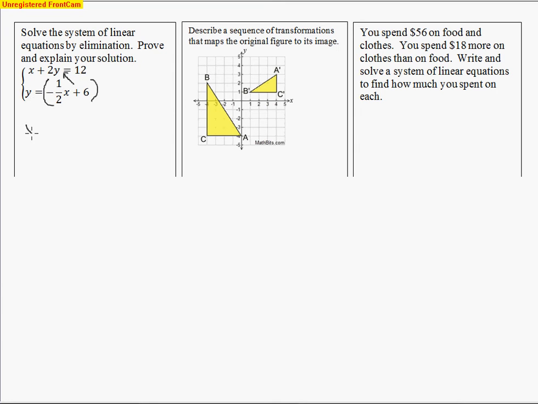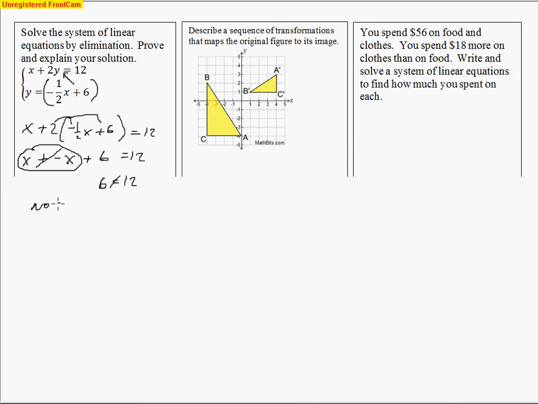So what I've got left here is x plus 2, but then I've got negative 1/2 x plus 6 equals 12. So I go ahead and do some work. I'll distribute the 2, and I've got x plus negative x, because half of 2 is 1, and then plus 6 equals 12. So I go ahead and combine these two terms. They make 0, and so every variable canceled out, and I'm left with two numbers that do not equal. So what that means is there's no solution.